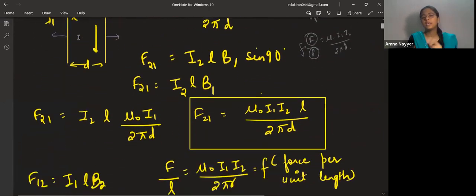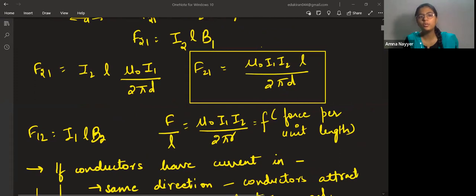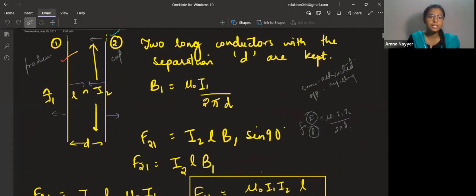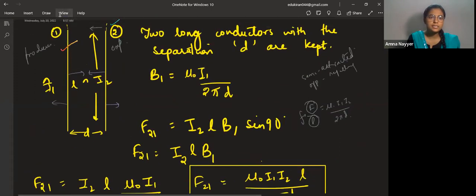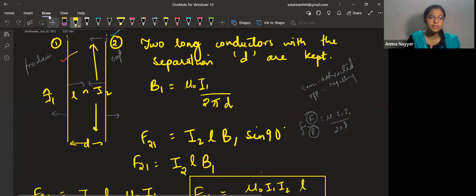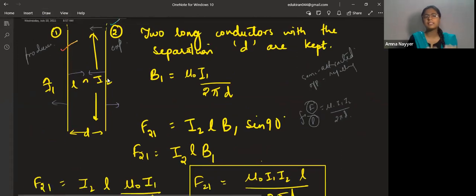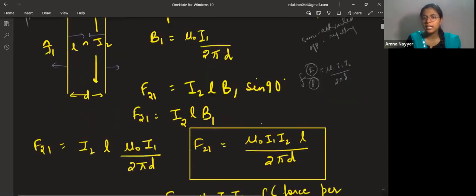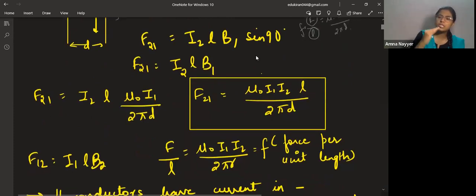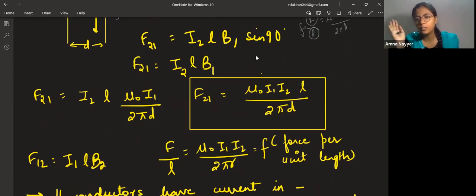Plus, there is the formula if we are calculating the force between two parallel conductors. This is the first one, this is the second one. One has current I1, the second has current I2. Direction is there. Separation between them is D. Length of conductors is L. So when we calculate the force on the second due to the first one, or the force on the first one due to the second one, this is mu naught I1 I2 L by 2 pi D.